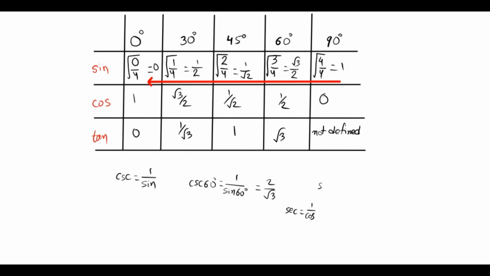Secant is the reciprocal of cos, so secant of 30 degrees would be 1 over cos 30 degrees. Cos 30 is root 3 over 2, so secant 30 would be 2 over root 3. We just flipped the fraction. And finally, cotangent is the reciprocal of tan. So cotangent of 60 degrees would be 1 over tan 60 degrees. Since tan 60 degrees is root 3, cotangent 60 degrees would be 1 over root 3. And this is how we find trigonometric ratios of all the special angles.